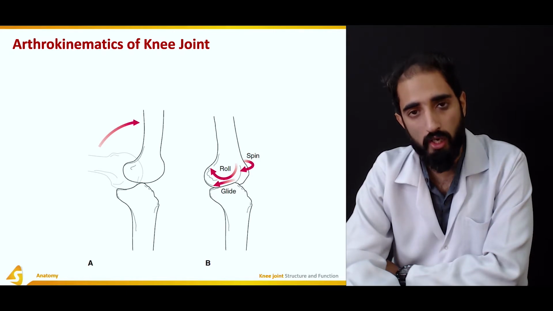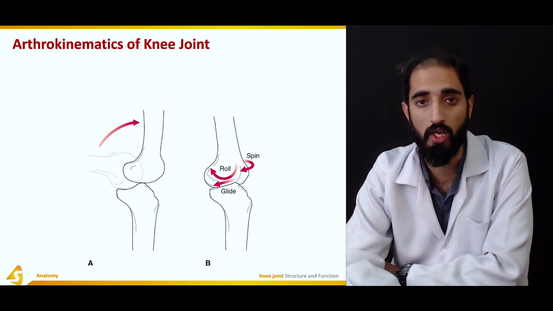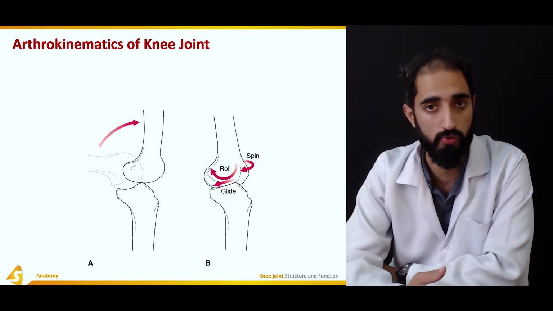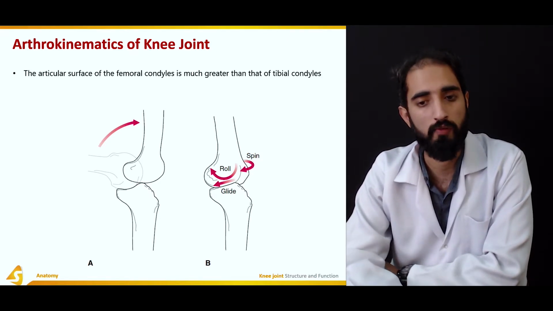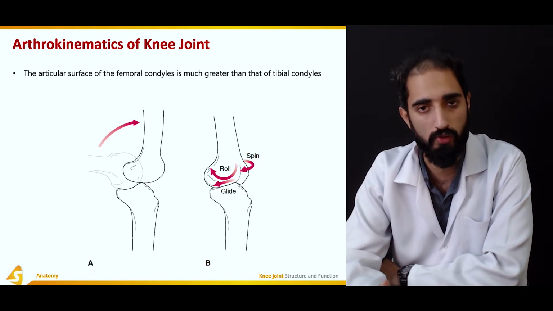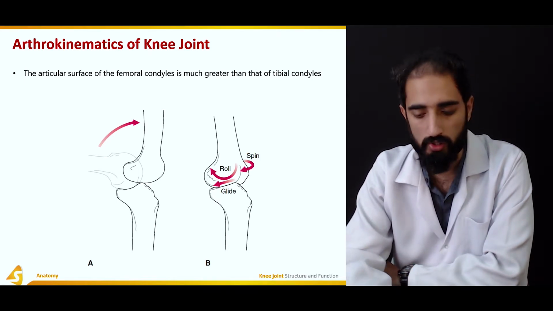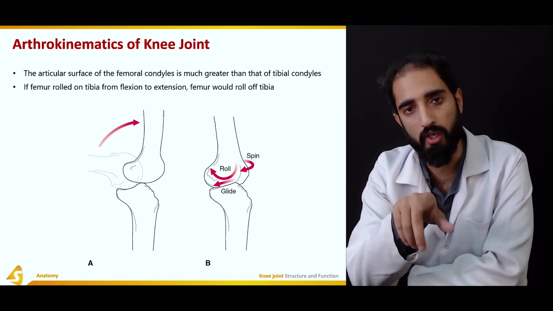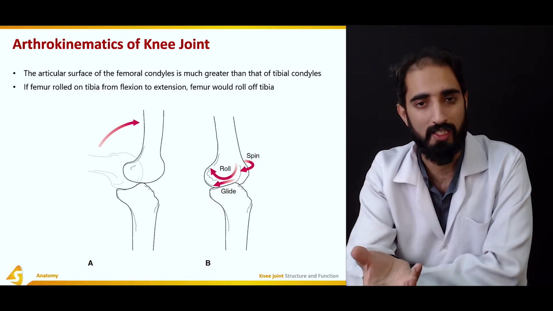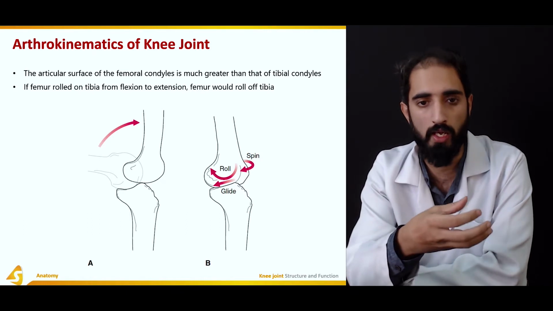Now, talking about the arthrokinematics of the knee joint, arthrokinematics are those movements which actually occur as joint play, and they occur involuntarily, but they are actually component motions to perform an ideal osteokinematic movement. So the articular surface of the femoral condyle is much greater than that of the tibial condyles. It is very big, and as I already told you, the bony surfaces are not very good in terms of congruency for each other. So if the femur rolled on the tibia from flexion to extension, the femur would roll around like a ball and it would eventually fall off the tibial plateau or the tibial surface. So for that reason, we need to have some sort of joint play or arthrokinematics.